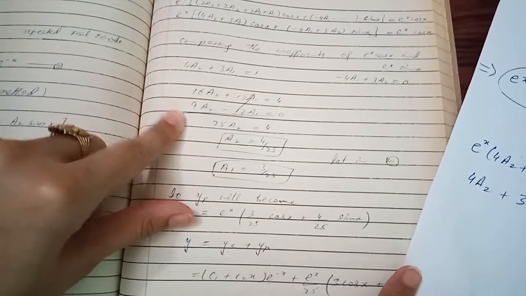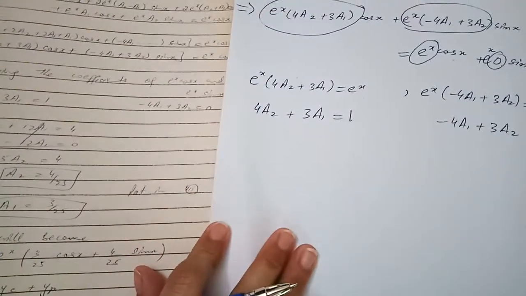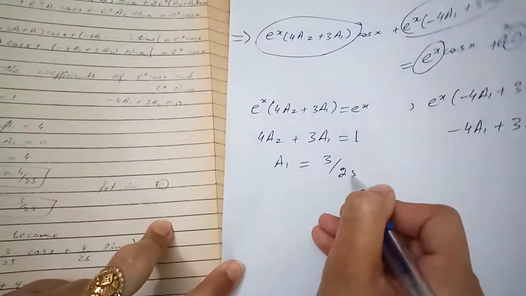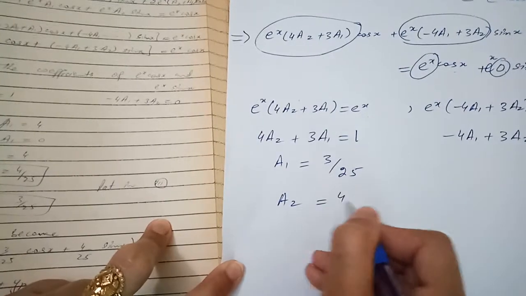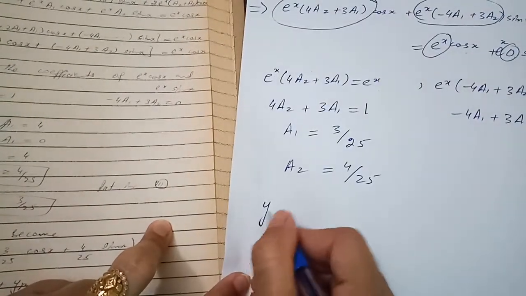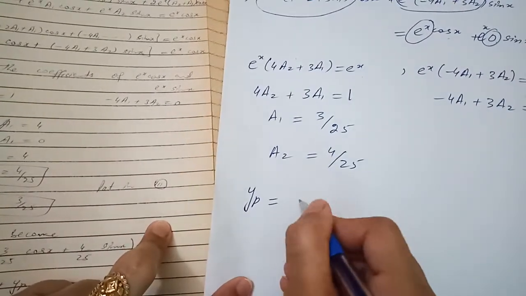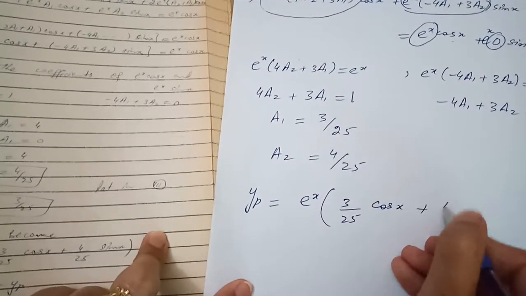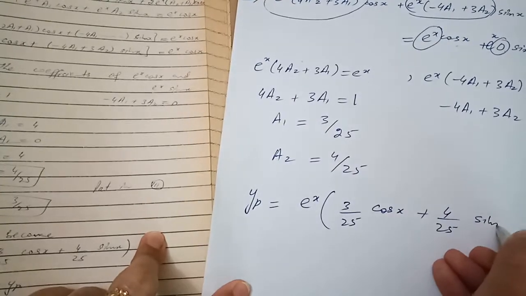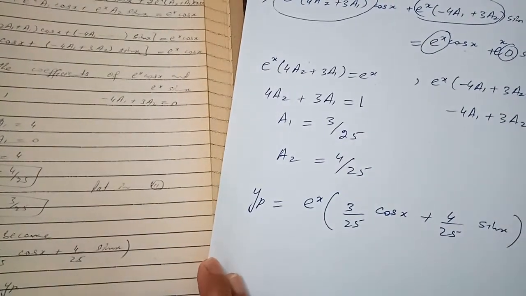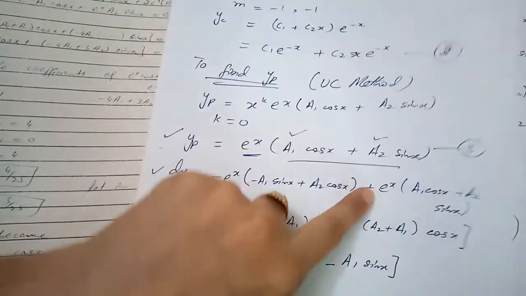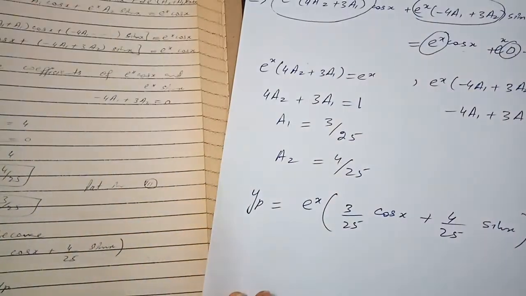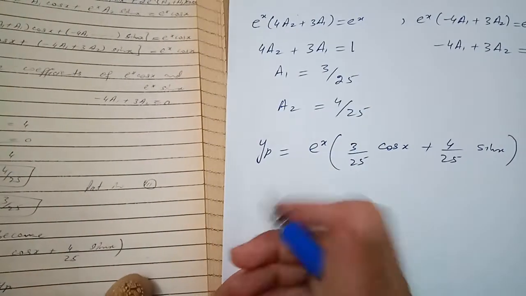After solving, I get a1 as 3 over 25 and a2 as 4 over 25. So my particular solution that I found already became e^x (3/25 cos x plus 4/25 sin x). That particular solution, this one. I'm just plugging in here the a1 and a2 values, and after plugging in the values I got this particular solution.